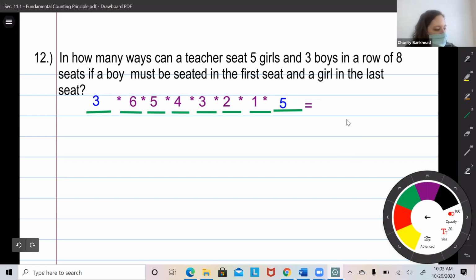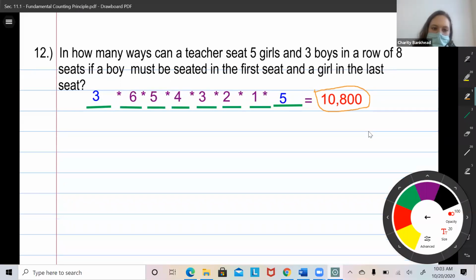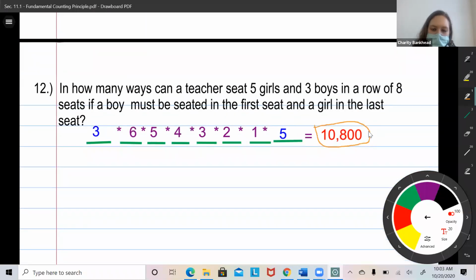So I'm just going to multiply all those together. So 10,800 possibilities. All right, so that's the end of 11.1.